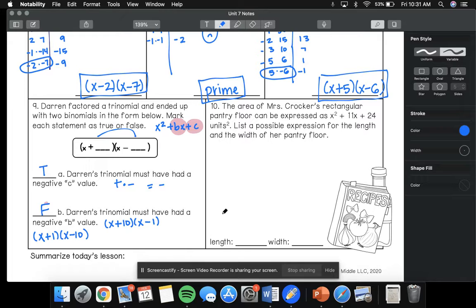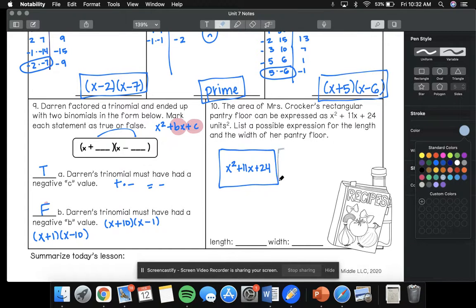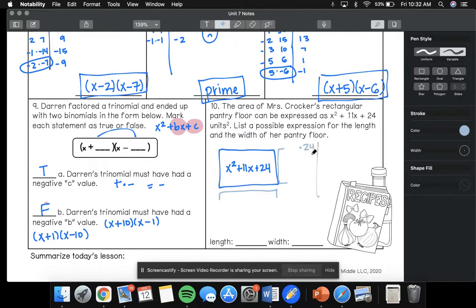All right, the final problem. The area of Mrs. Cocker's rectangular pantry can be expressed by x squared plus 11x plus 24 units squared. List a possible expression for the length and width of the pantry. So again, it's telling us the area is x squared plus 11x plus 24. What it's asking is, what is the length and what would the width be. It looks like I'm going to have to factor to come up with this. So my puzzle is it has to multiply to 24 and add to 11.